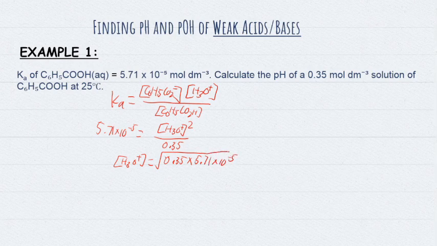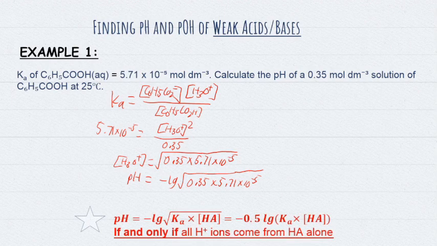Now we want to find pH, right? So we're not looking at the concentration of H plus, but finding pH. So it is simply applying the minus log. Now, what you notice is, why can't I just write this equation directly, right? Just find pH directly. The answer is you can actually, but there's a caveat to it: if and only if all the H plus or hydronium ions come from HA alone. So if there are two weak acids, then you cannot use this equation. If there's only one acid, then yes, you can use this equation.